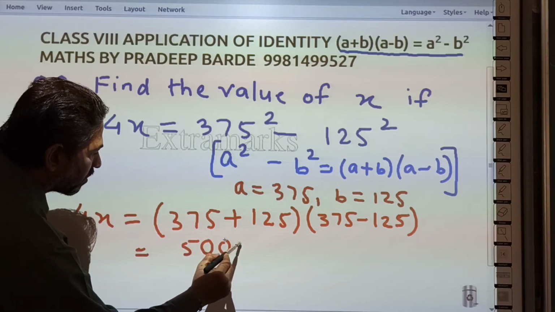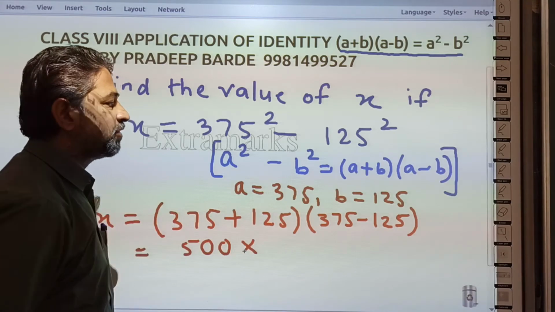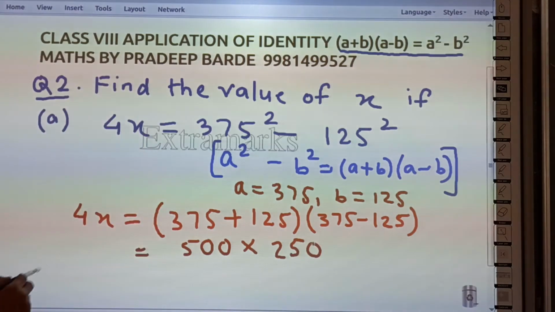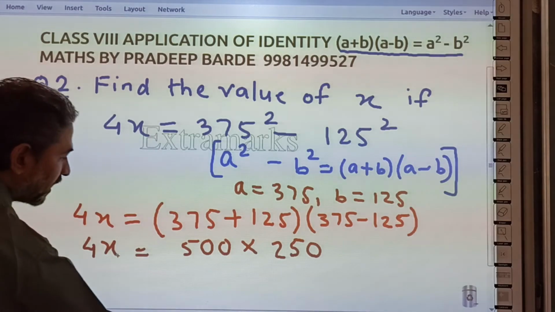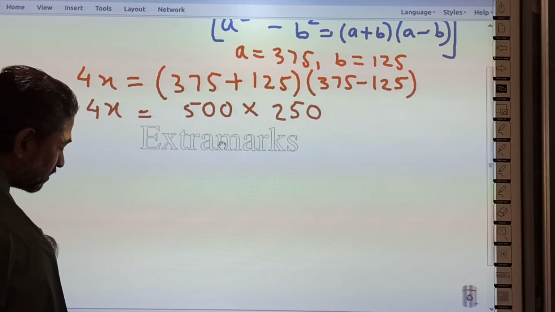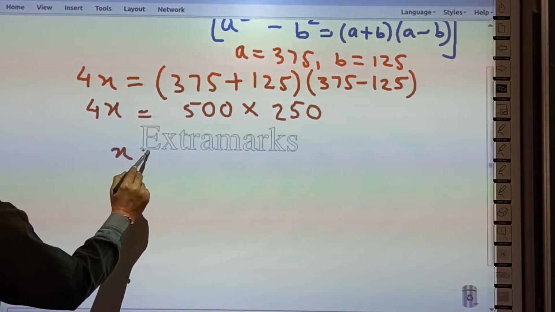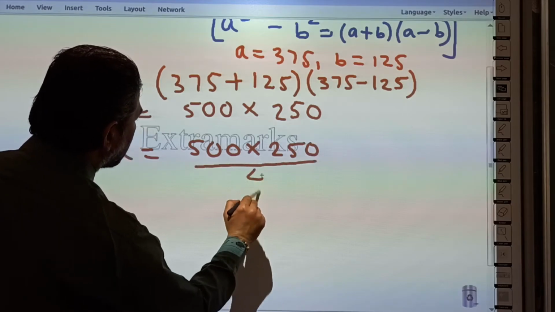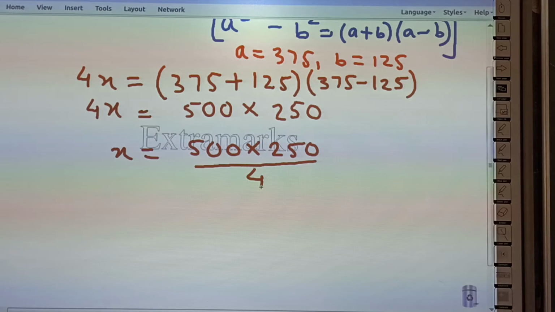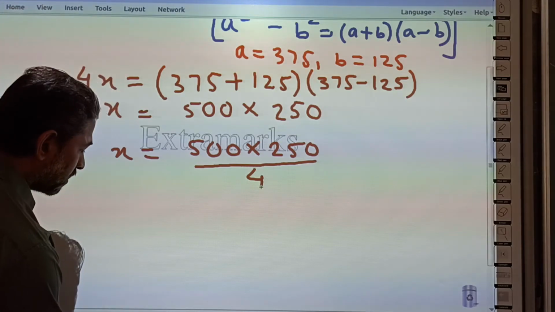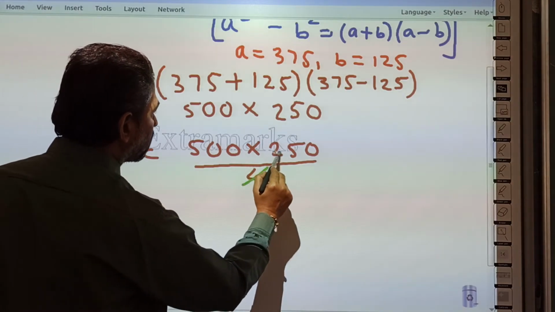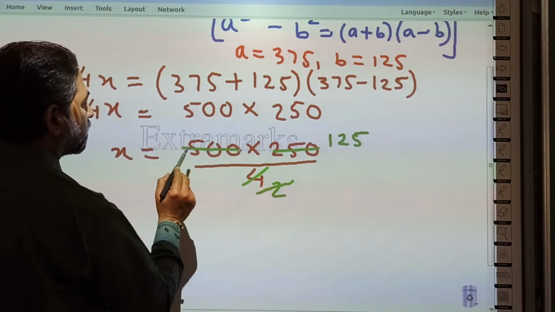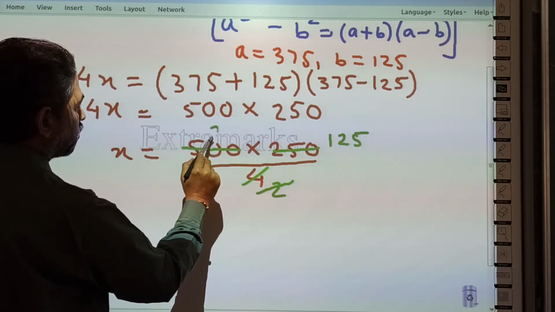500 into 375 minus 125, it is 250। अब आपको बच्चों x की वैल्यू फाइंड करना था, तो 4 को इधर ट्रांसपोज करेंगे, When we transpose 4 to that side, so here we'll get x is equal to 500 into 250 divided by 4. Cancel it out. So here we get, simplify करने, 2 2s are 4, 2 125 times और 2 से यहाँ कैंसिल कर दिया तो यहाँ आपको मिल जाएगा 250.